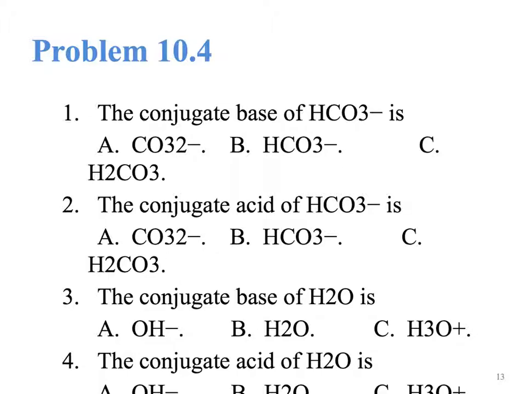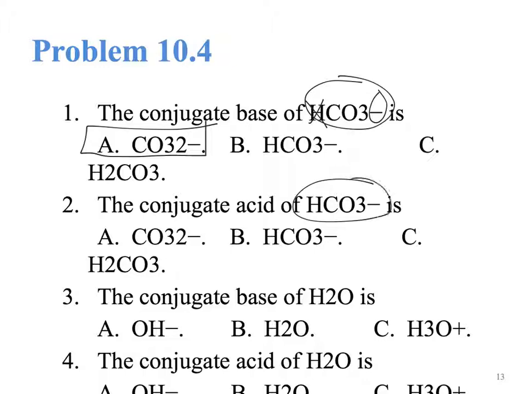Okay, so now this one. Conjugate base of this compound. Conjugate base will be getting rid of a hydrogen and adding an extra negative charge. So the answer will be A. Conjugate acid of this, meaning adding 1 hydrogen. So instead of having 1, we'll have 2 and get rid of the charge. Answer will be C.